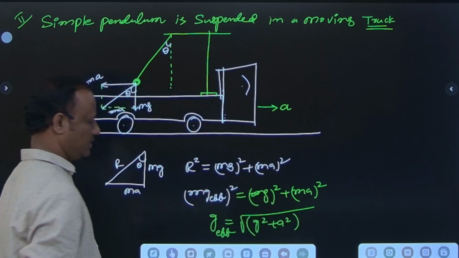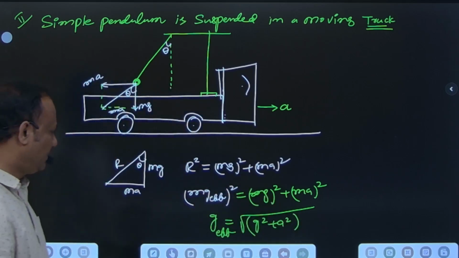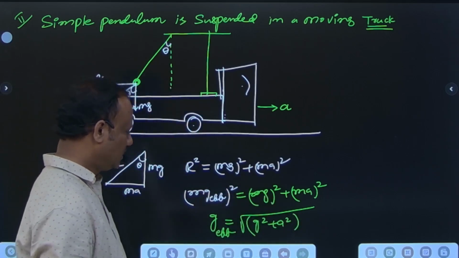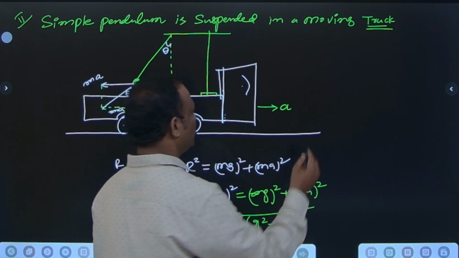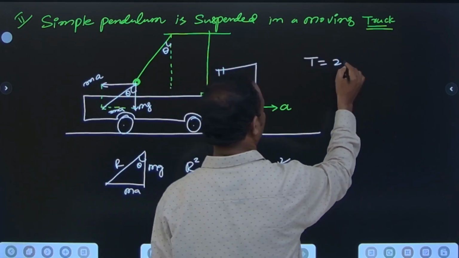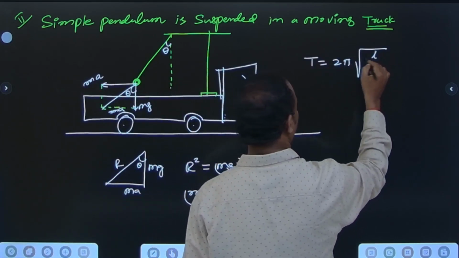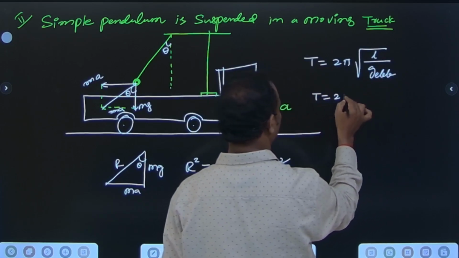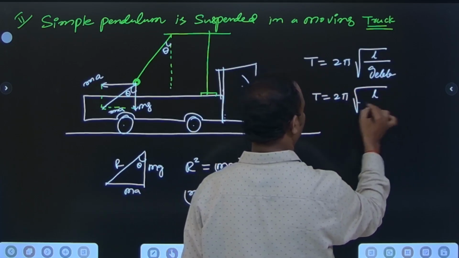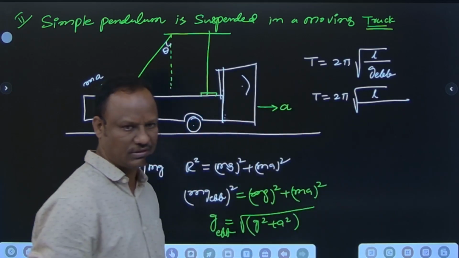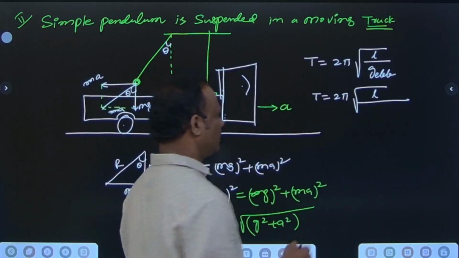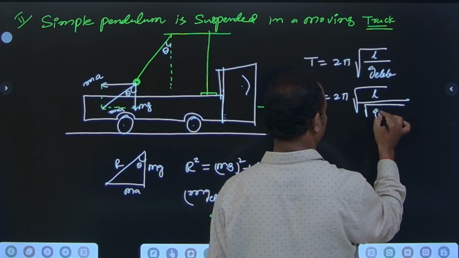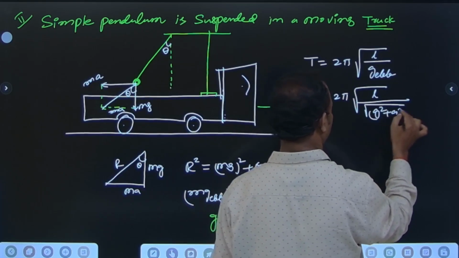G effective is equal to the square root of g square plus a square. So what is the time period now? T is equal to 2 pi under root of L by G effective. What is the G effective? Square root of g square plus a square.